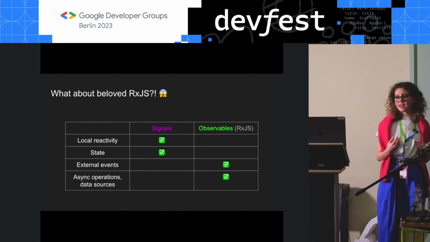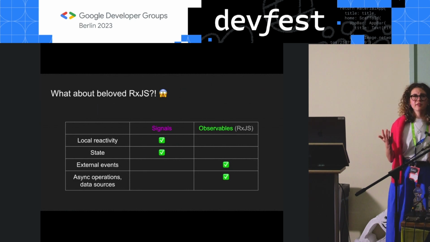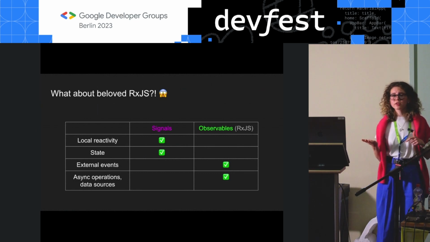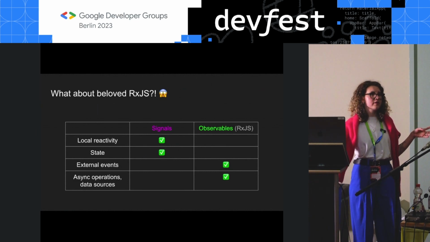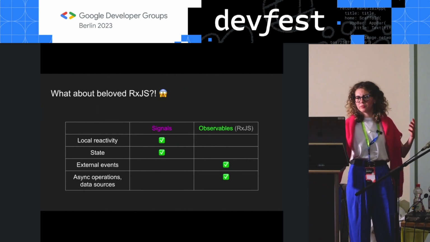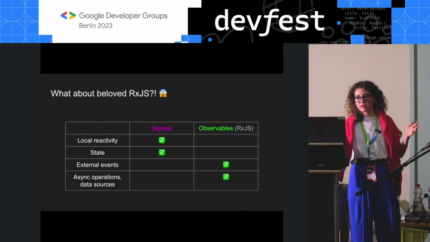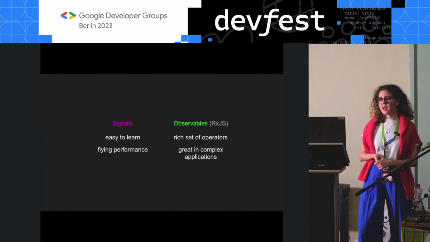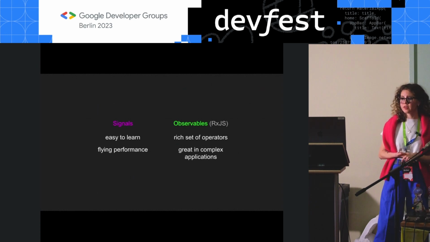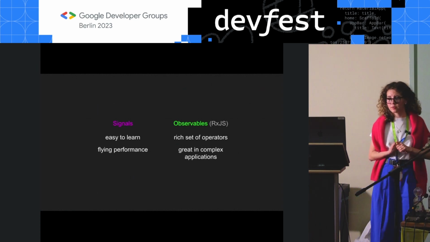Again, from what I think, both handle different use cases. Signals are great for local reactivity and for state, while observables are just excellent with external events, asynchronous operations, and data sources. I think that you can use both alongside each other for even better reactivity, and you can mix and match according to your use case. I find that signals are way easier to learn and have very nice performance, while observables have a rich set of operators for different use cases and are great in complex applications.